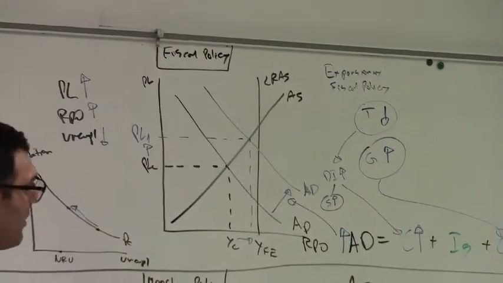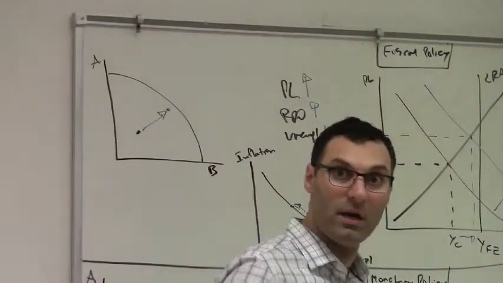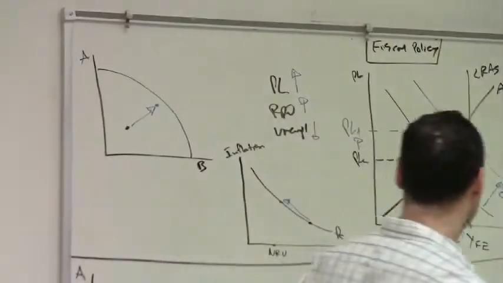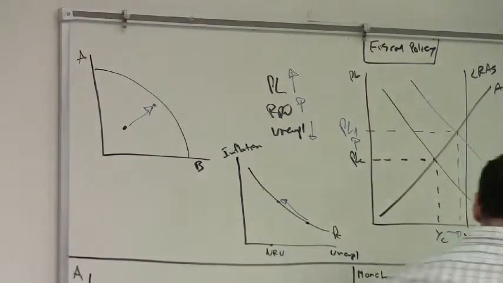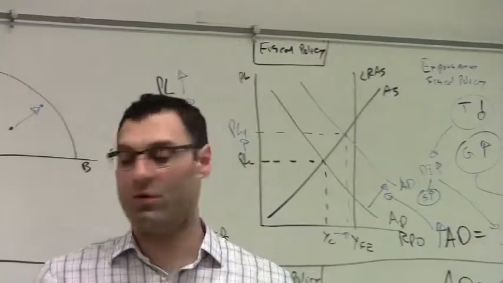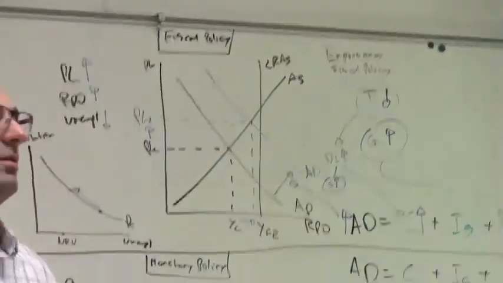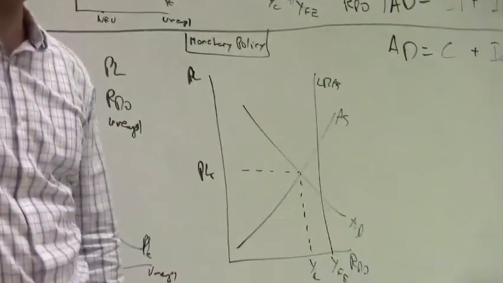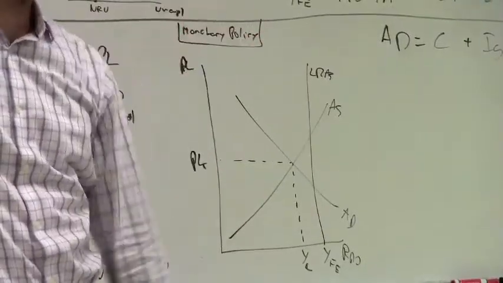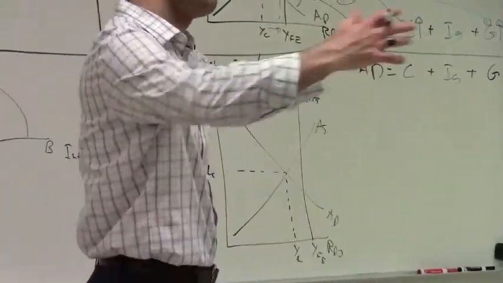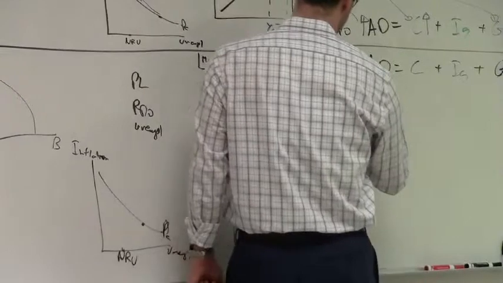Now let's do the solution with monetary policy. So what kind of a monetary policy is the Federal Reserve going to conduct? Expansionary, otherwise easy money, right? Easy money policy. They're going to pump more money into the economy, so let's write that out, easy money.